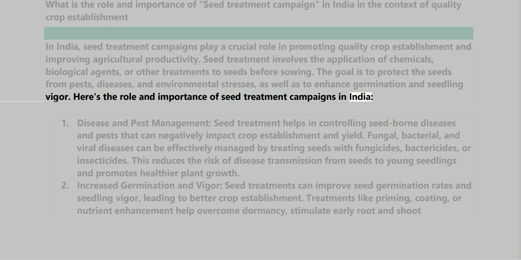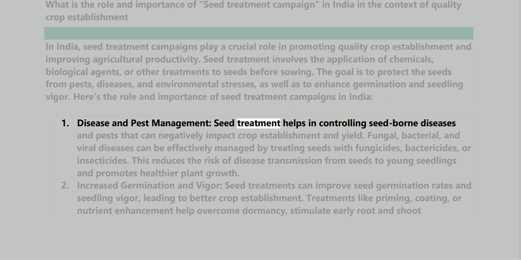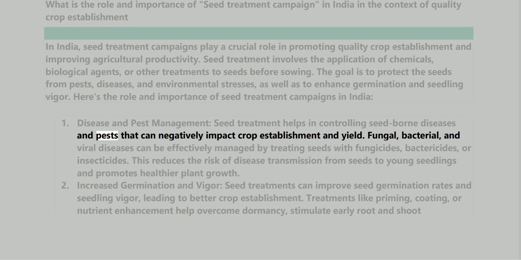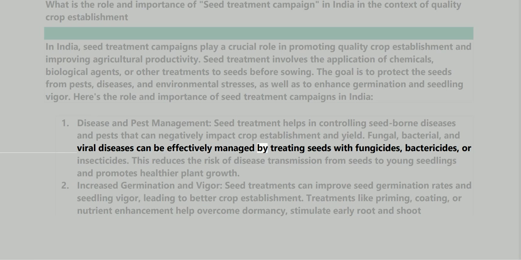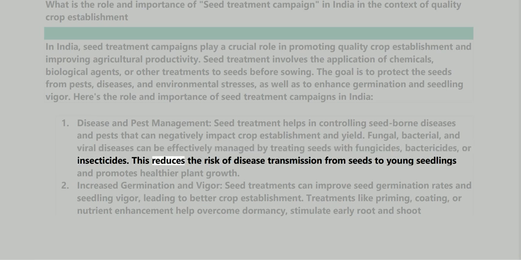1. Disease and pest management. Seed treatment helps in controlling seed-borne diseases and pests that can negatively impact crop establishment and yield. Fungal, bacterial, and viral diseases can be effectively managed by treating seeds with fungicides, bactericides, or insecticides. This reduces the risk of disease transmission from seeds to young seedlings and promotes healthier plant growth.